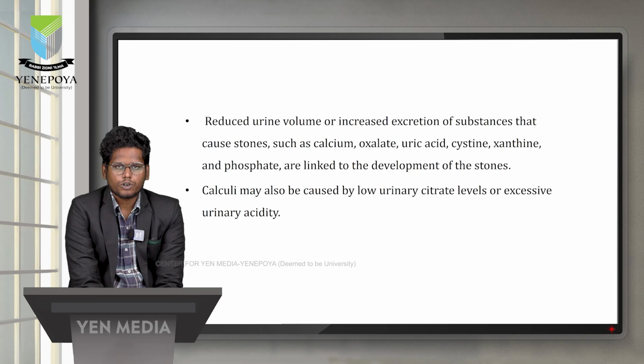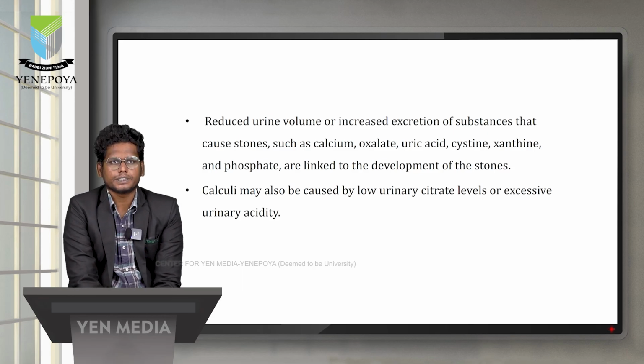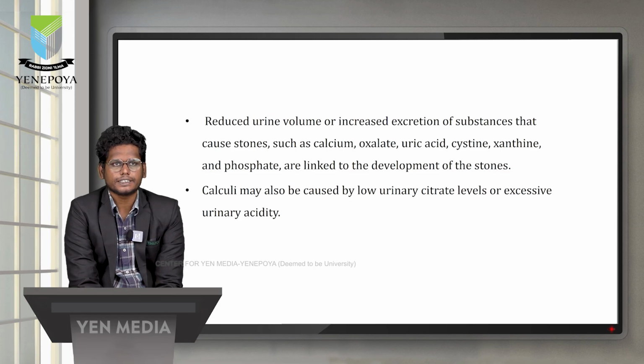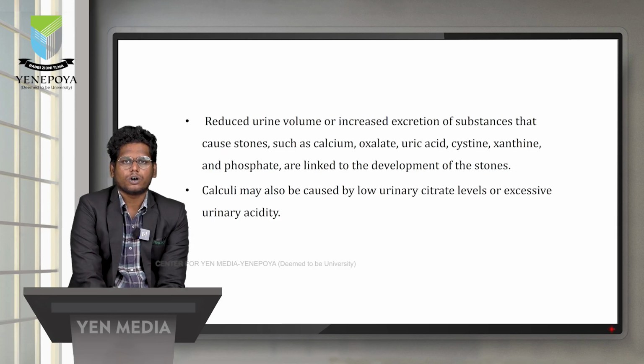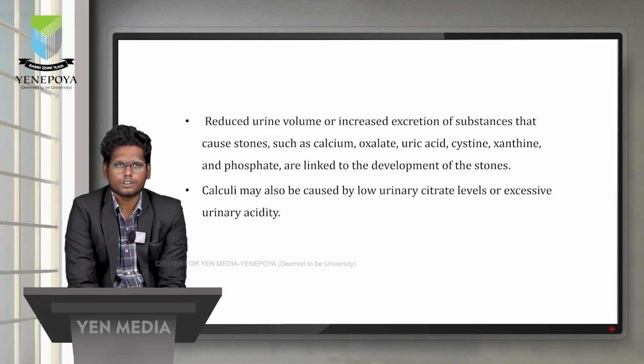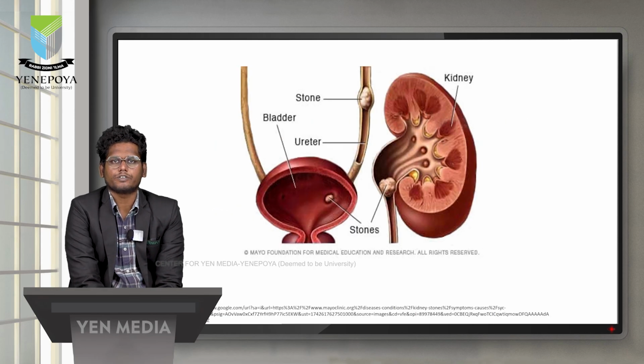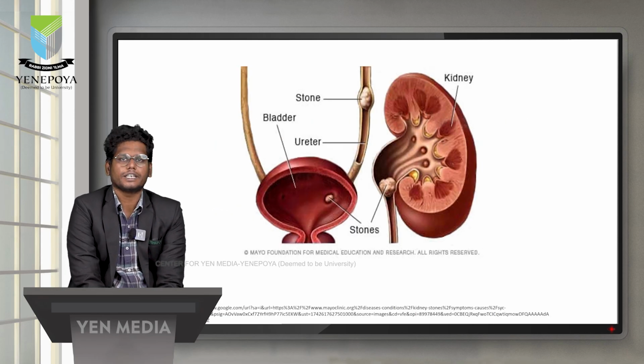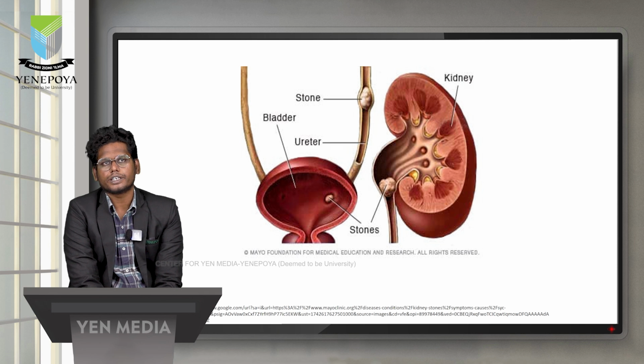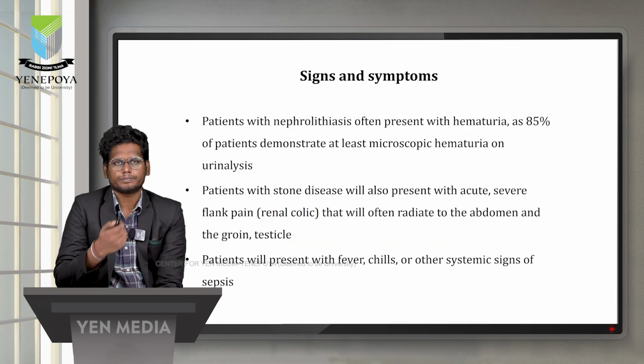Then, how does a kidney stone form? Reduced urine volume or increased excretion of substances that cause stones, such as calcium oxalate, uric acid, cystine, xanthine, or phosphate, which link together, lead to the development of stones. Calculi may be caused by low urinary citrate levels or excessive urinary acidity. This is how renal stones look. They can occur in any part of the urinary system, like the urethra, bladder, or kidney, anywhere.